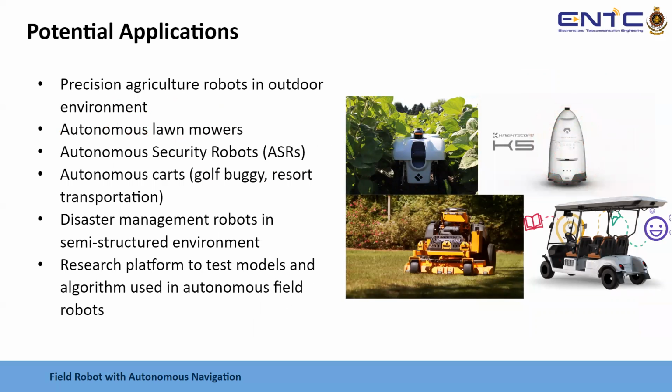When it comes to the potential applications, there are several application areas such as precision agriculture, autonomous lawn mowers, autonomous security robots, autonomous carts, golf buggies, and resort transportation. In addition to that, our main focus is building a research platform to test models and algorithms used in autonomous field robots. The pictures that I have put in the slide were not randomly taken from the internet. They are products from commercially available manufacturers.